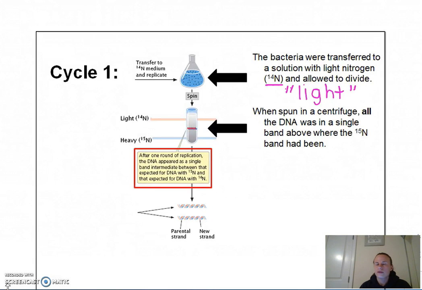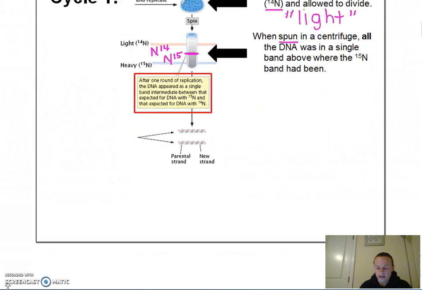When the E. coli replicated in the presence of just the light nitrogen, it incorporated the light nitrogen into its DNA because DNA contains nitrogen in its nitrogenous bases. And this time, when Meselson and Stahl spun their sample in the centrifuge, what they got was a band in the middle of their test tube, where this band contained both light N14 and heavy N15 nitrogen.